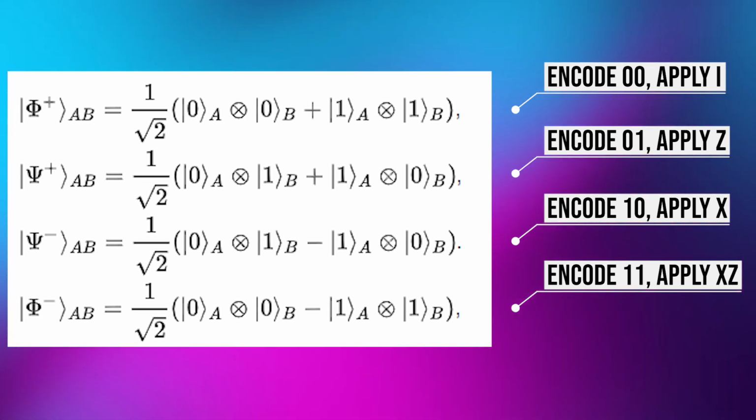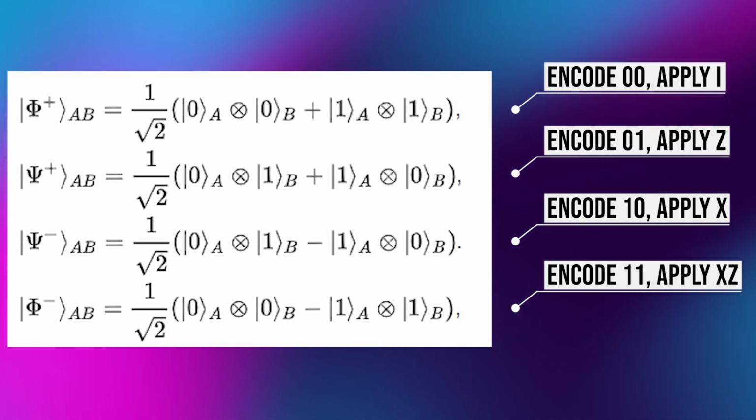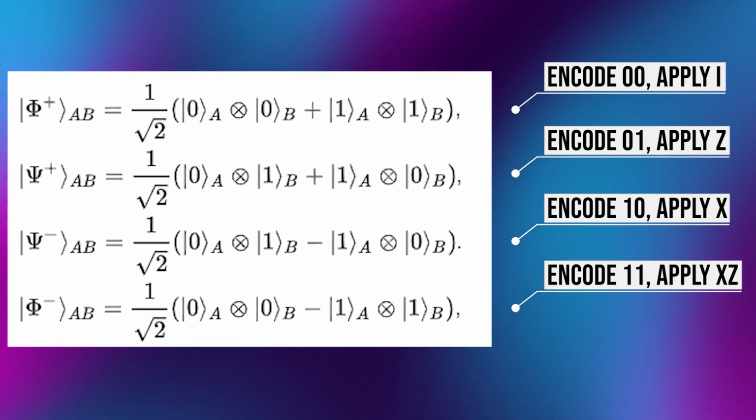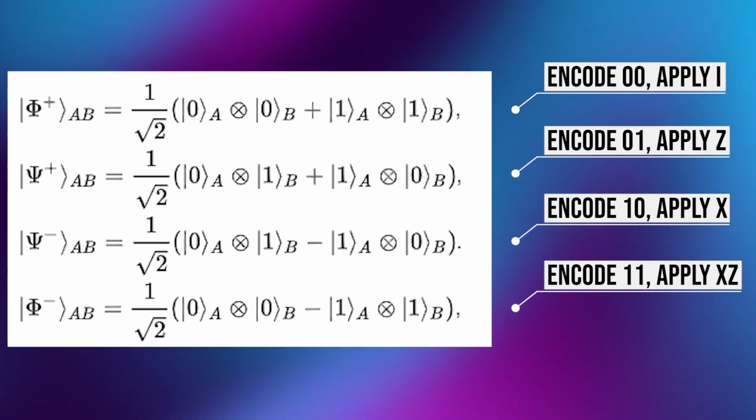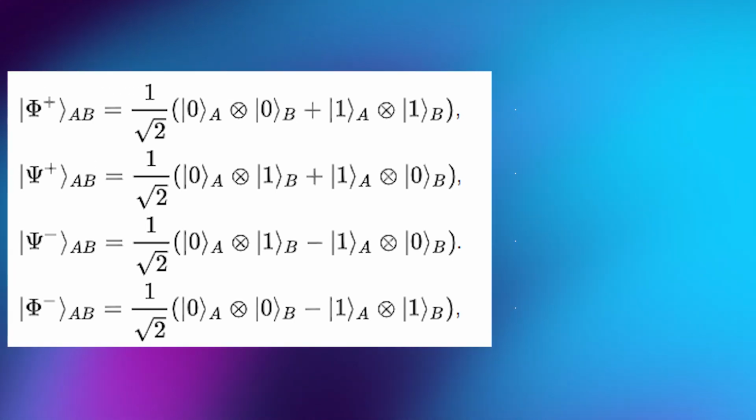In the same way, you can apply the Z gate to encode the message 0, 1, and then XZ to encode 1, 1. So these states are very important. They're called Bell states or EPR pairs. This is another key concept in quantum information science, and it tells us how measurements are correlated.